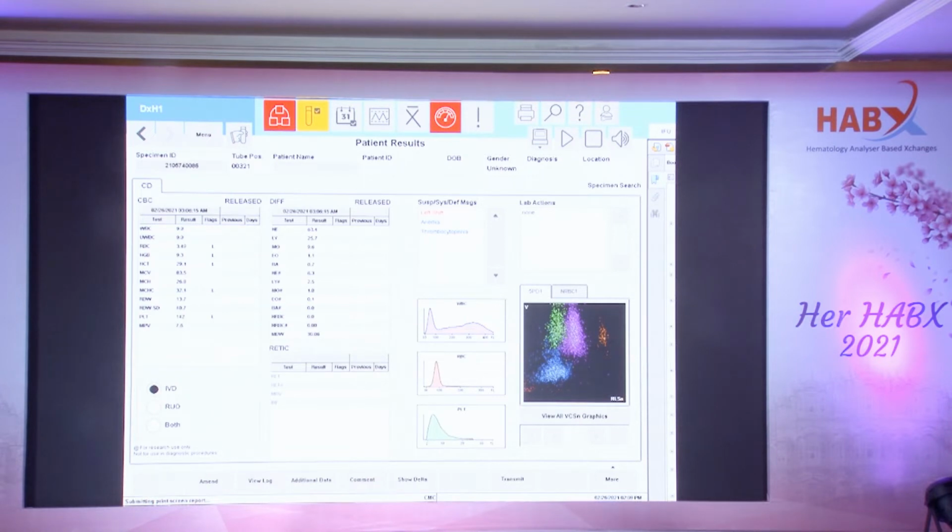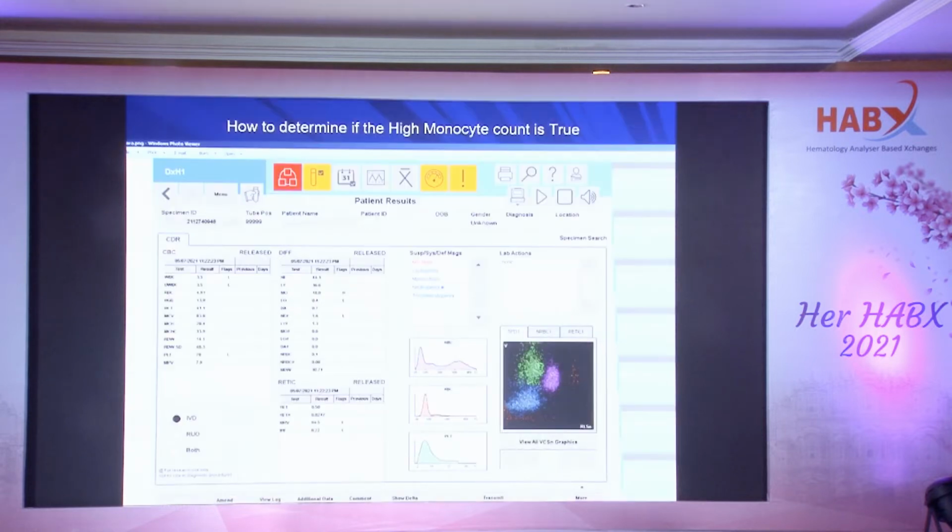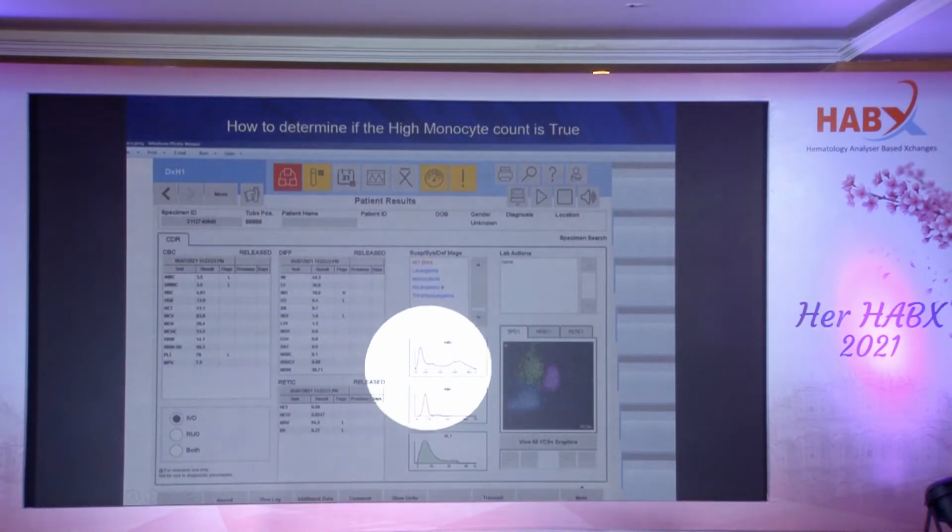Swati, one more pseudo for you. You already published this answer, so this is not new. So if you have true monocytosis, you can see a peak here. That's true monocytosis.